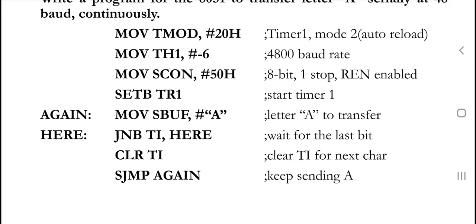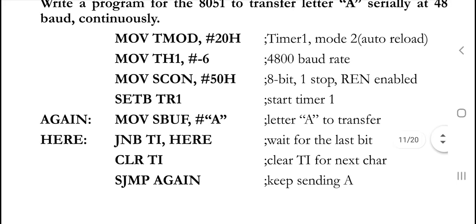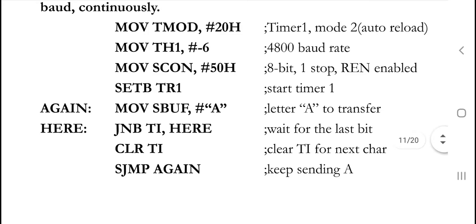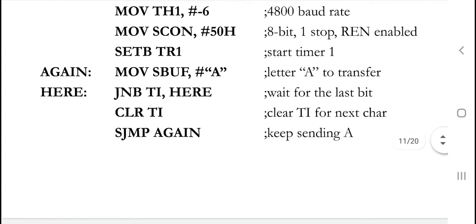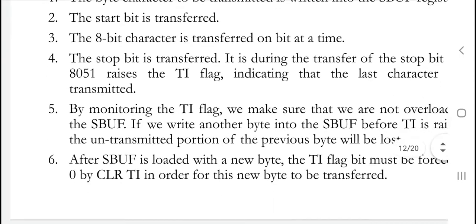So what is the data to be transferred? A. So put a hash. Hash means immediate data A is moved to the buffer register, and that is transferred till the JNB. And once the data transfer is done, clear the TI flag for the next character to be sent, and keep sending A by giving an instruction called short jump again. So this is for writing a serial program.